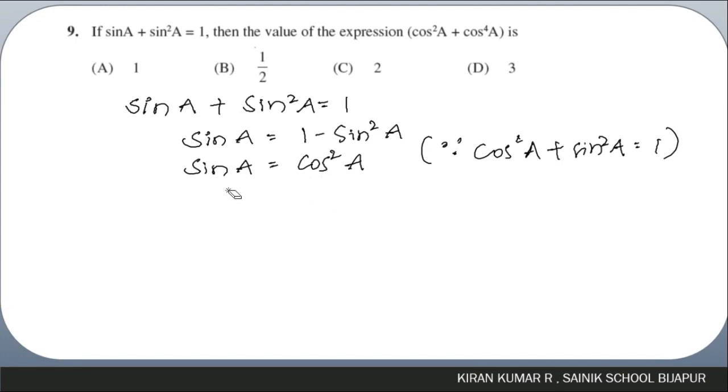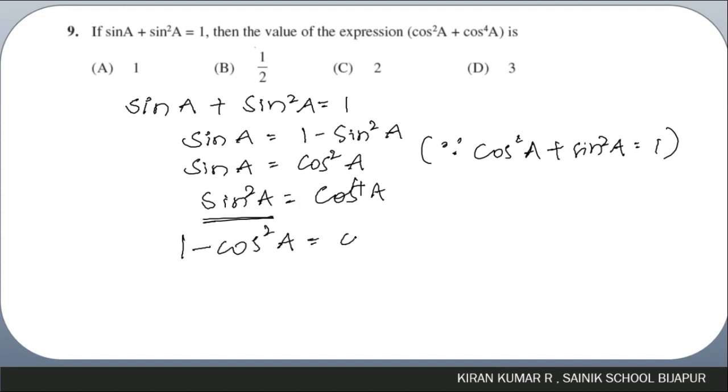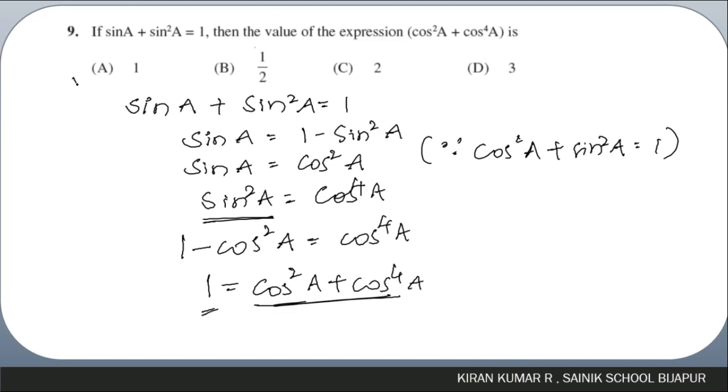I'll square on both the sides. I'll get sin square A as cos raised to the power 4A. Sin square A is nothing but 1 minus cos square A. This is equal to cos to the power 4A. If I transpose, I'll get cos square A plus cos to the power 4A. So the value is 1. Option A is the right answer.